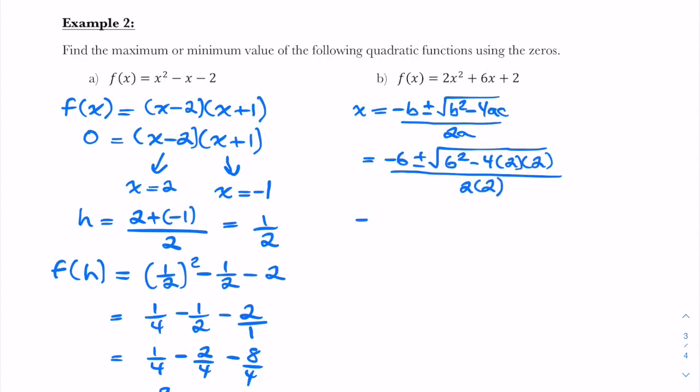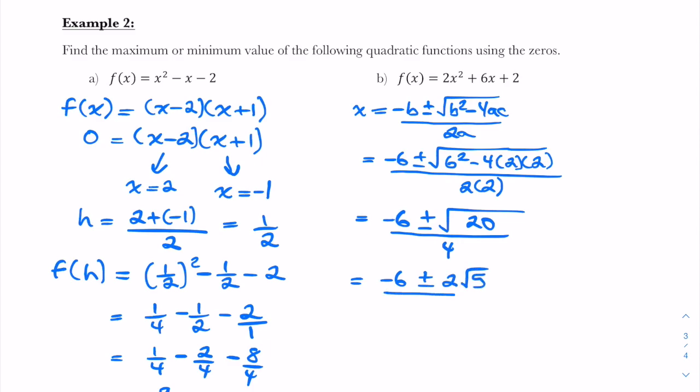And we'll start simplifying. So this is negative 6 plus or minus. Now under the square root, you're going to have 36 take away 4 times 2 times 2. That's essentially 36 take away 16, which will give you 20. We have a radical, root 20. Going back to what we learned in lesson 1 of this unit, you can simplify that as 2 root 5. And that's all over 4. Okay, and there you go.